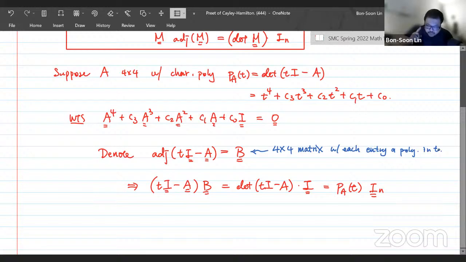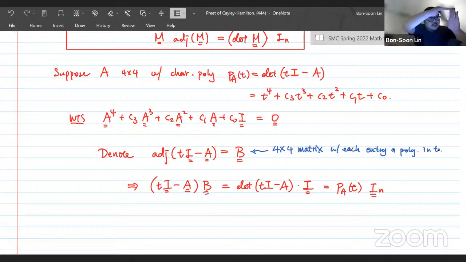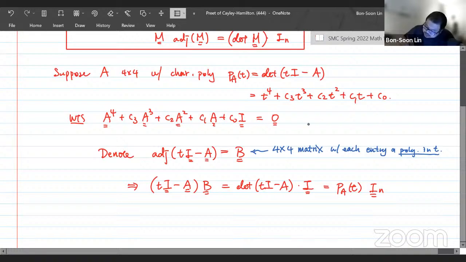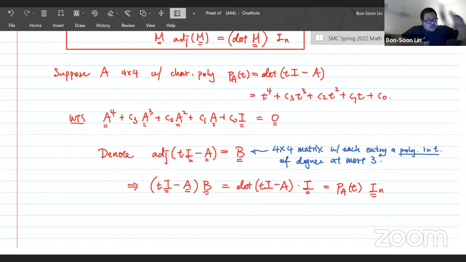Furthermore, because of how the adjugate matrix is calculated, it is these cofactors. Each entry of B is the computation of removing a row and column from the matrix TI minus A and calculating the determinant of its 3x3 submatrix. Each entry is not just a polynomial in T, it is of degree at most 3. So even though this is a 4x4, when we calculate the adjugate, we always cover a row and a column. So at most only T cubed shows up in each entry. This is something you have to think about, maybe draw it out, but this is important.